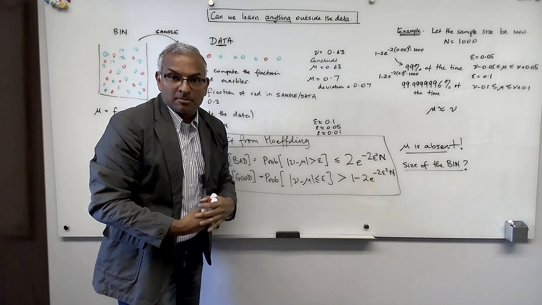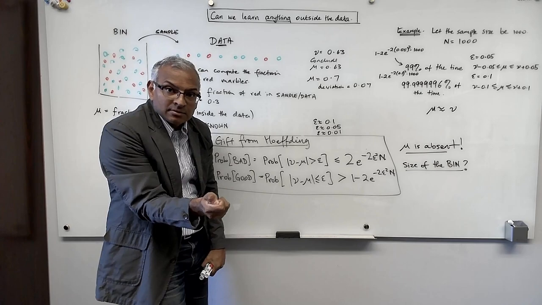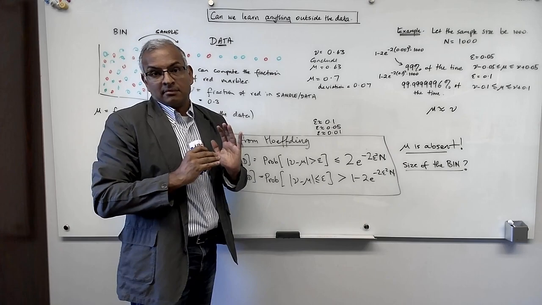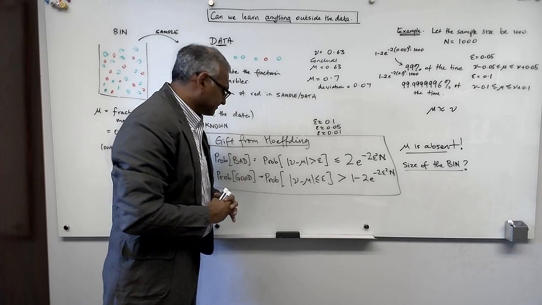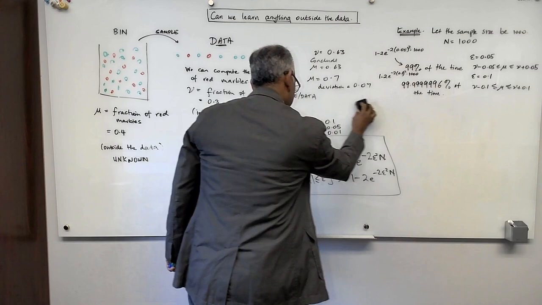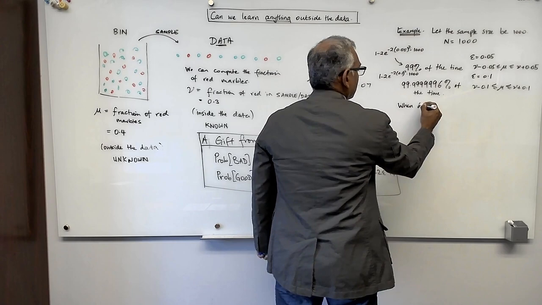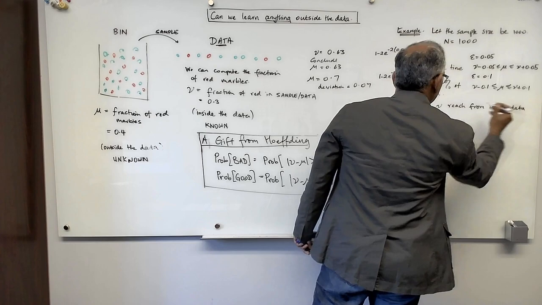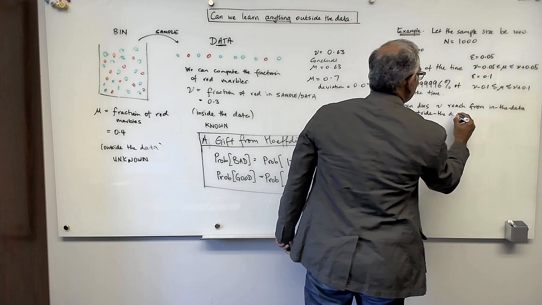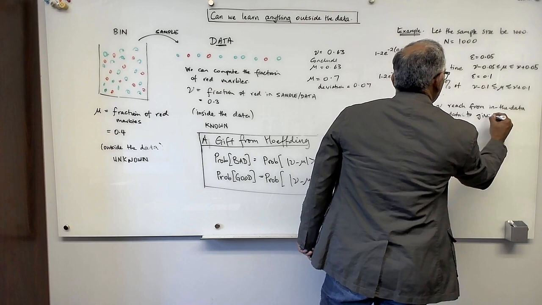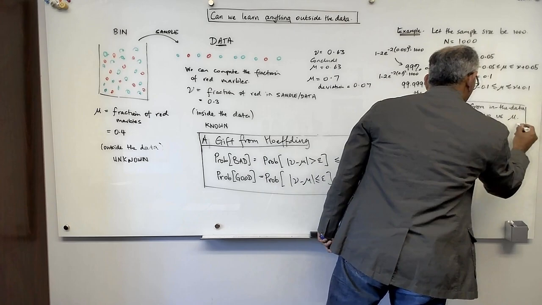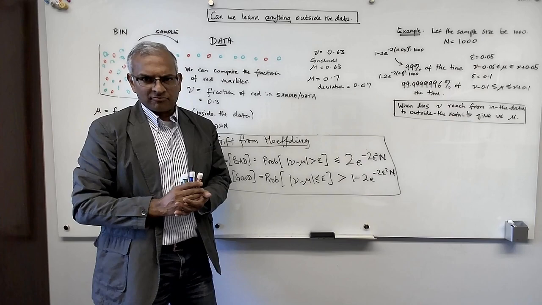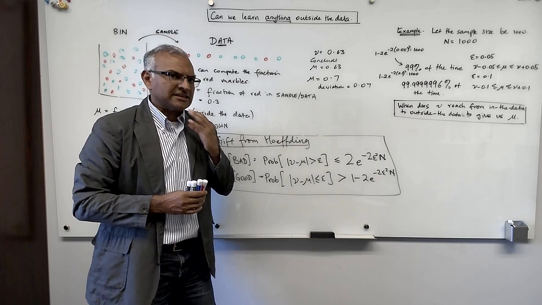So in this simple example, we see that it is possible to reach from inside the data to outside the data. And I want to summarize the conditions that are absolutely essential for us to be able to do that. So, when does nu reach from in the data to outside the data to give us mu? Let's try to summarize this discussion in a set of best practices, and in some cases, they're not just best practices, but they are essential practices.